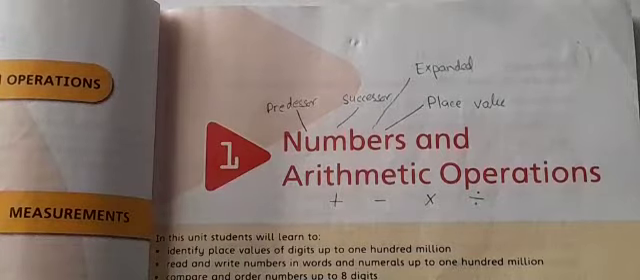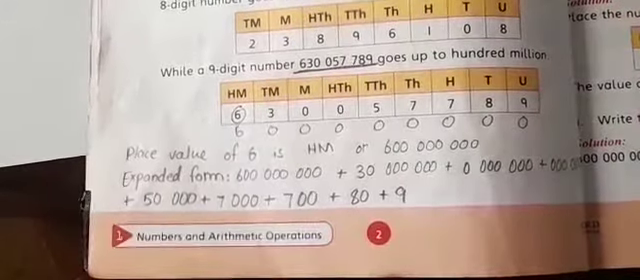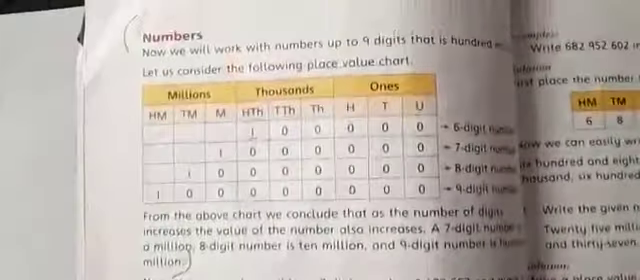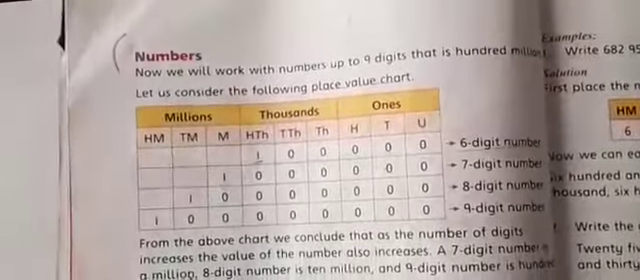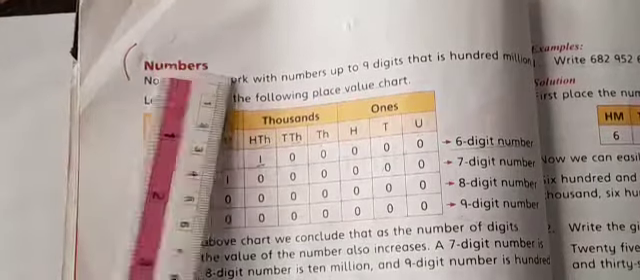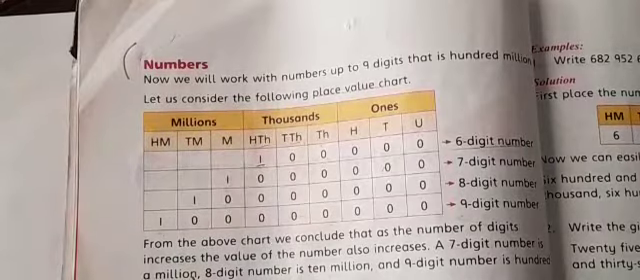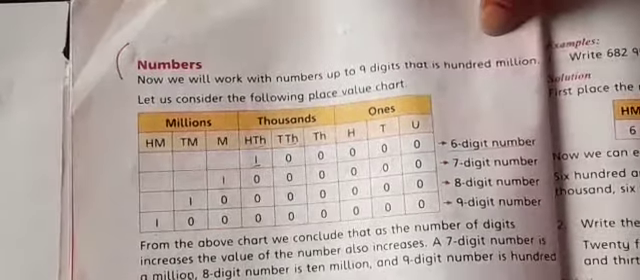So boys, let's start and turn to page number 2. And here you can see it is page number 2. So move forward to the top of page number 2. Okay, here you can see written numbers. Now we will look at numbers up to 9 digits, that is 100 millions. Okay, can you see it? It is million.